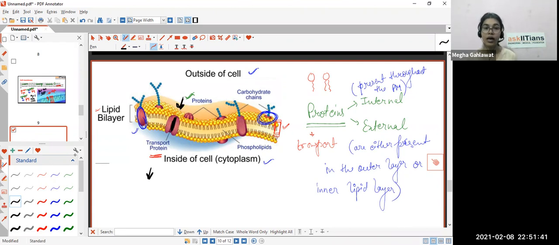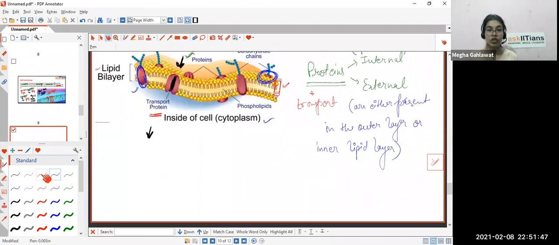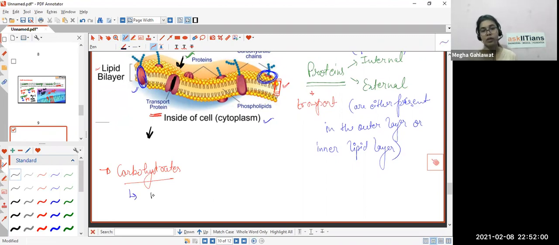And apart from that, you also see the carbohydrate chains. What are carbohydrate chains doing here? Carbohydrate chains help in maintaining the structural integrity. What is the structural integrity? Carbohydrates basically help in maintaining the shape of the plasma membrane. So that is one thing.